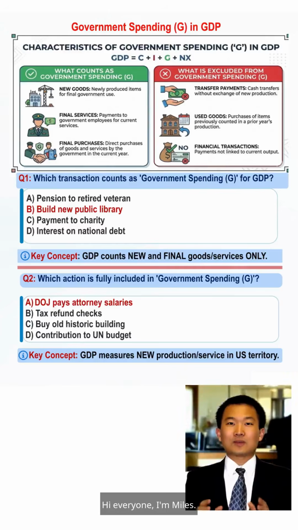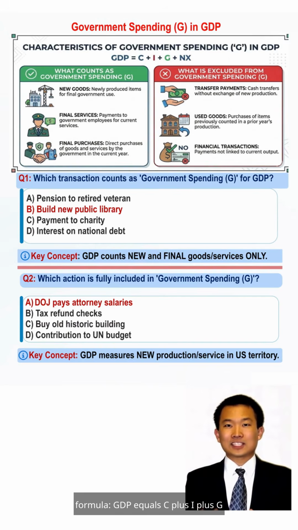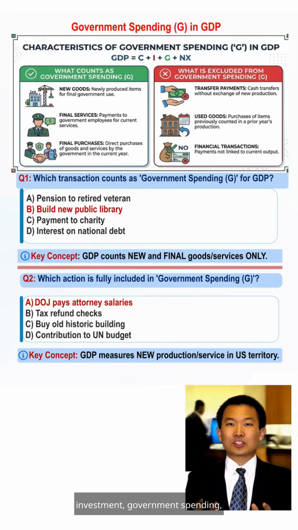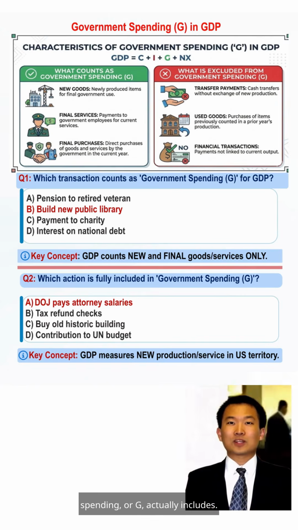Hi everyone, I'm Miles. Many are familiar with the GDP formula, GDP equals C plus I plus G plus NX, the sum of consumption, investment, government spending, and net exports. But in practice, there's often confusion about what government spending, or G, actually includes.